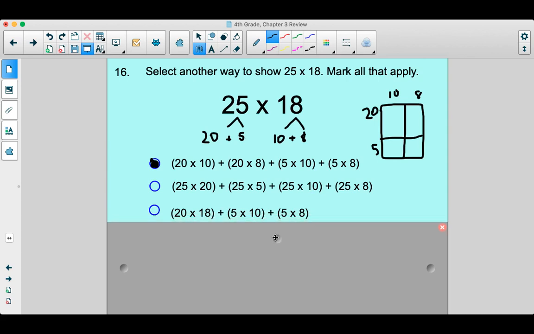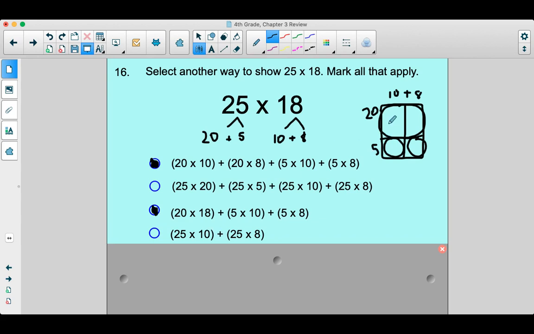Okay, so up next, 20 times 18. Okay, so that's if we put this back together, the 18, we'd have 20 times 18 right here, right? So that part is there. And then 5 times 10, well, that's still that part. And then 5 times 8, and that's that part. So this one is actually a yes. All right, sweet. Okay, next up.